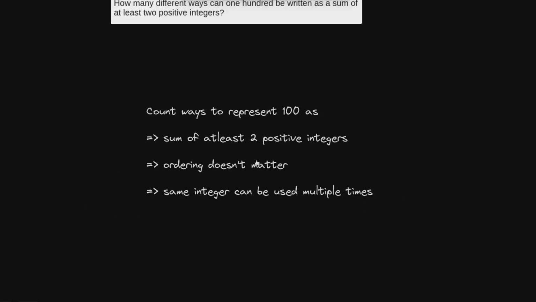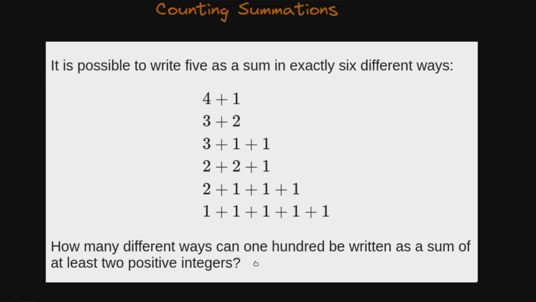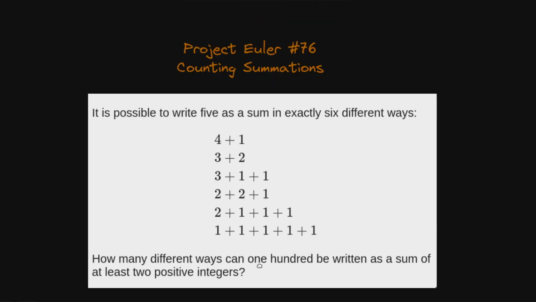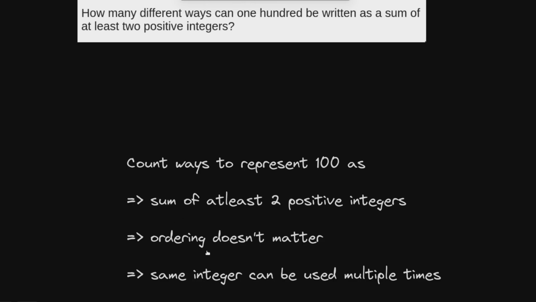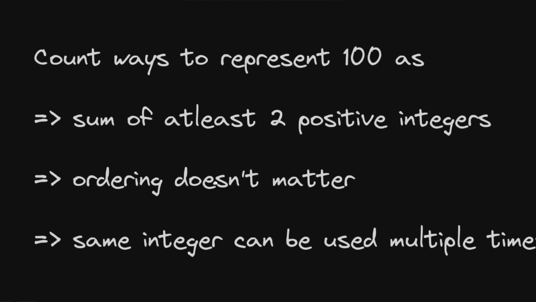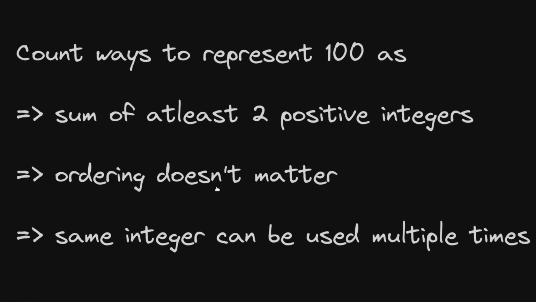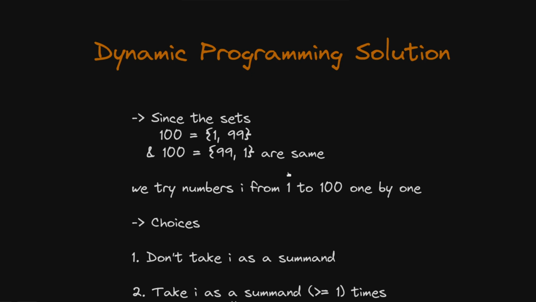So let's go through the approach for this. Since we need to count the ways, we can think of a dynamic programming approach in which we know what the current sum is that we have calculated and what the number is that we want to insert, and we can iterate on the number of times we need to take that in the sum. So let's go with the dynamic programming approach.